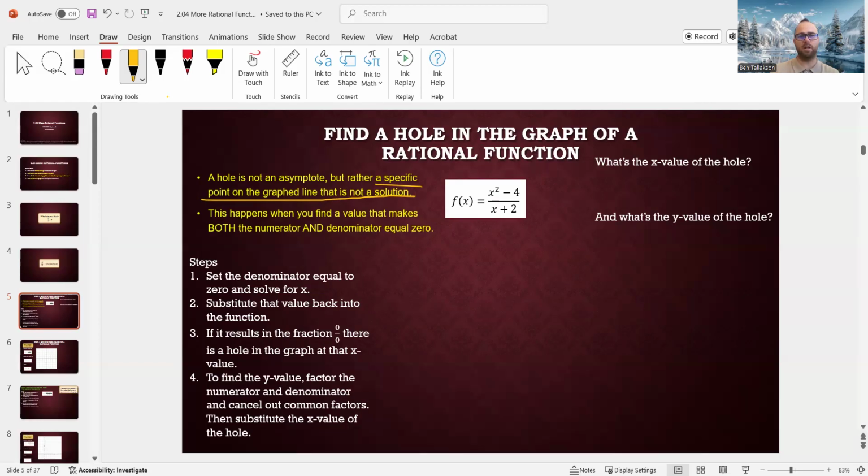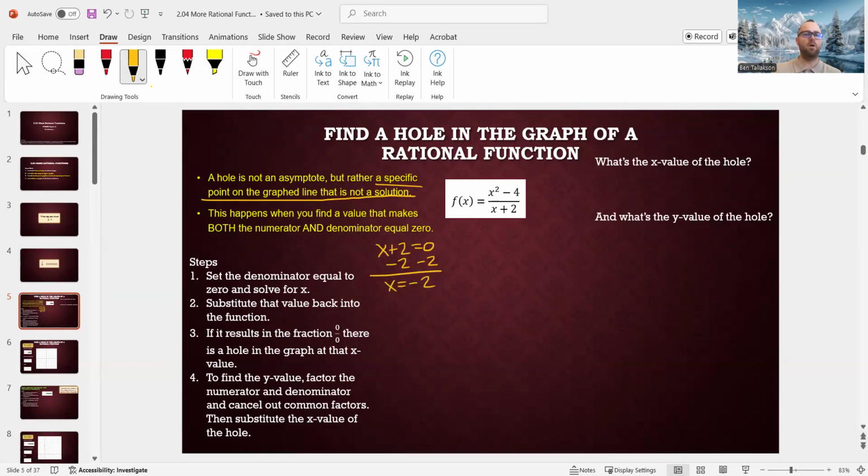And when does it happen? Well, it happens when you find a value. In other words, you plug an x value into your function everywhere you see x, and it gives you that fraction we just looked at, 0 over 0. If that happens, then you know there is a hole. Okay, so let's follow these helpful steps on the left-hand side as we go. First things first, set the denominator equal to 0 and solve for x. That's not too bad.